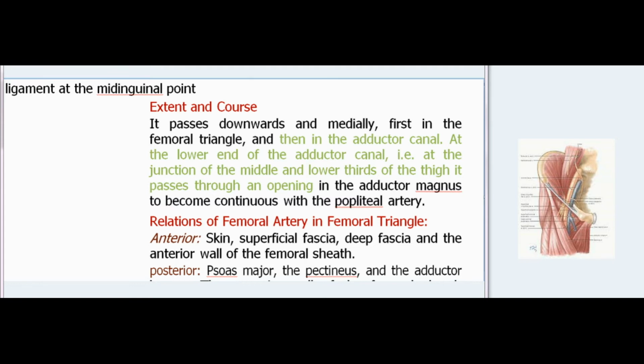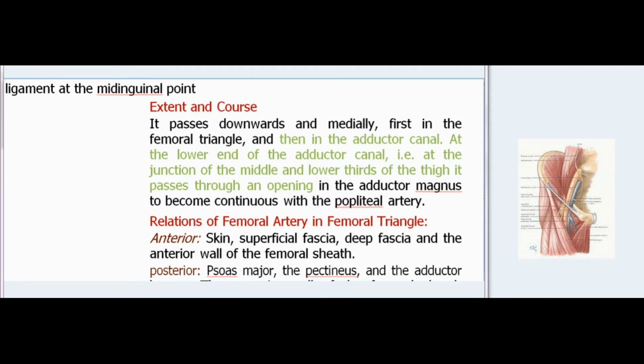At the lower end of the adductor canal, i.e. at the junction of the middle and lower thirds of the thigh, it passes through an opening in the adductor magnus to become continuous with the popliteal artery. Relations of the femoral artery in the femoral triangle: anterior, skin, superficial fascia, deep fascia, and the anterior wall of the femoral sheath.